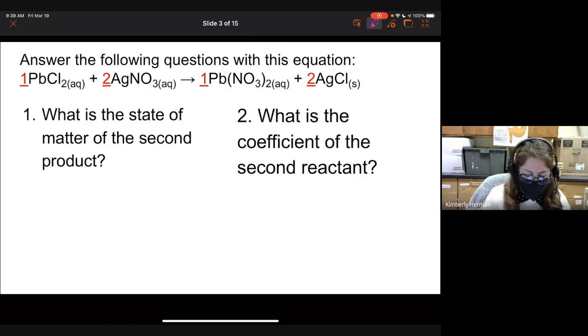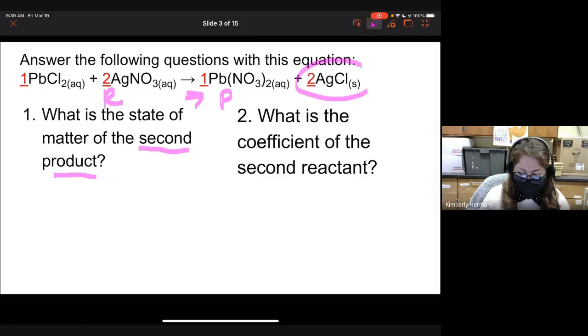So we have to remember that our reactants are going to point to our products. So if we're looking for the second product, we would see it's here. And then when we look at our states of matter, there are going to be those tiny letters behind it. So we would see that the state of matter is S, aka solid.